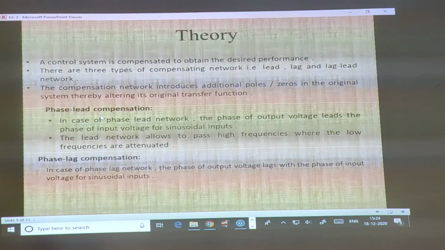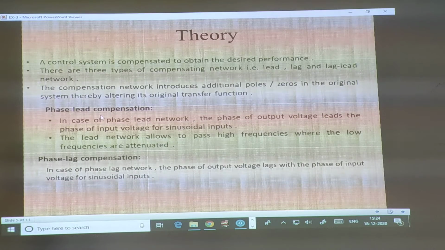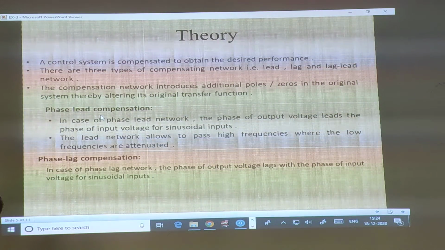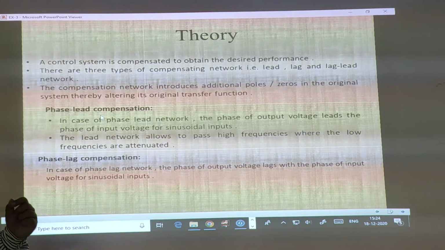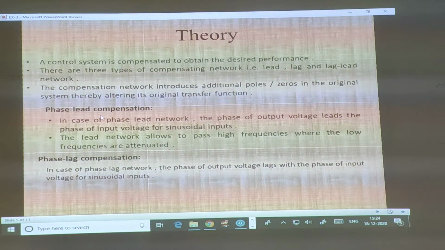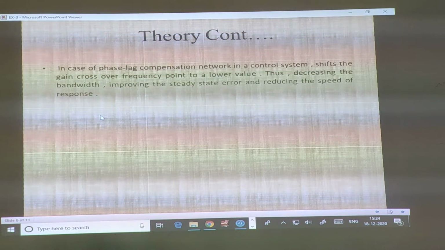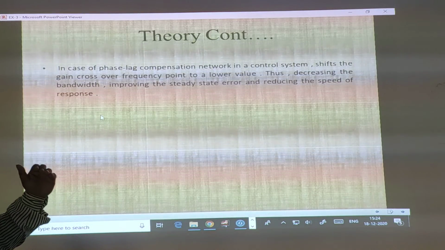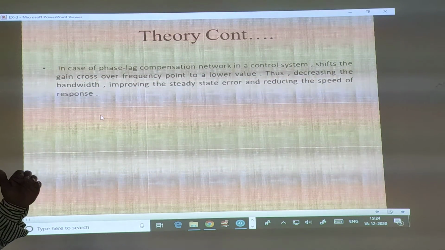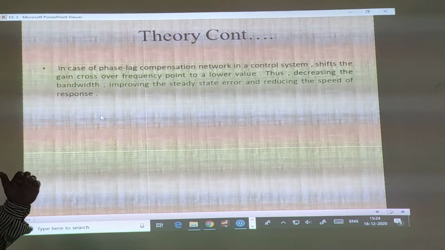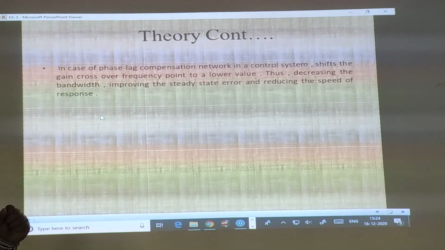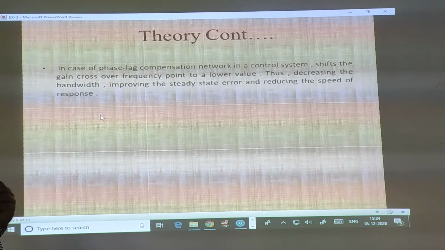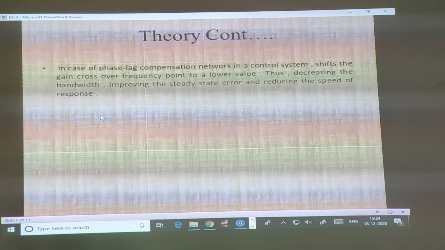Then what is phase lag compensation? In case of phase lag network, the phase of output voltage lags the phase of the input voltage for sinusoidal inputs. Then a phase lag compensation network in a control system shifts the gain crossover frequency point to a lower value, thus decreasing the bandwidth, improving its steady state error and reducing the speed of the response.